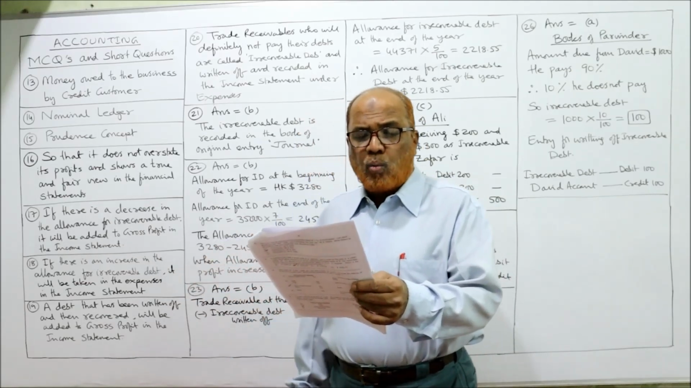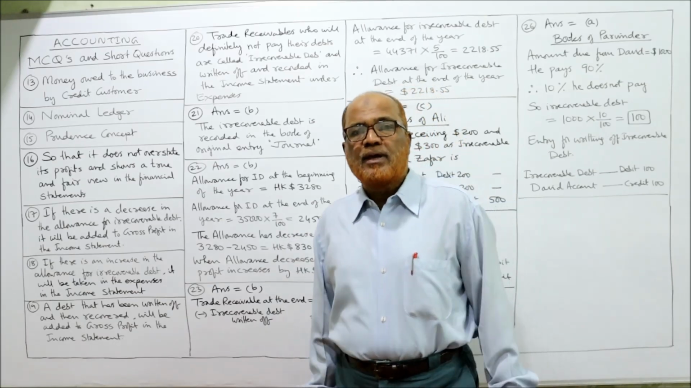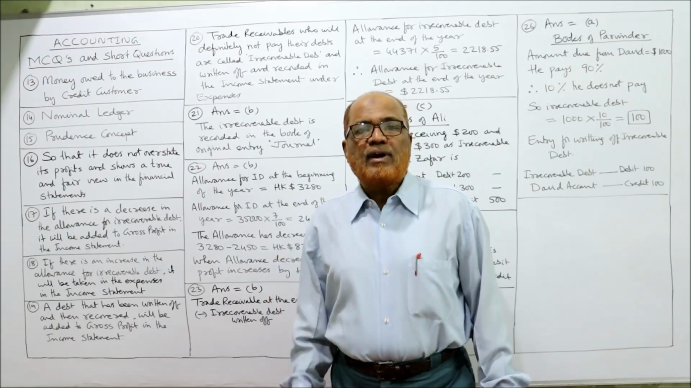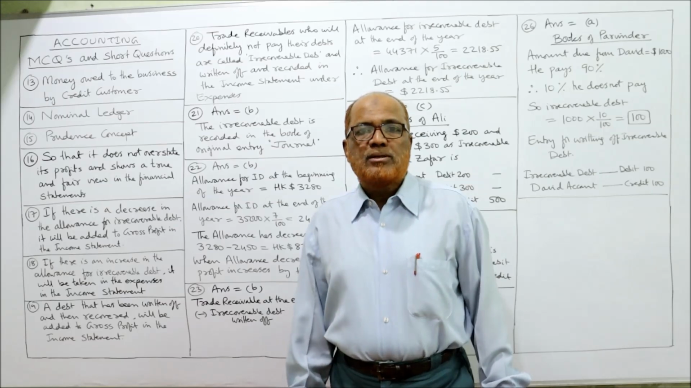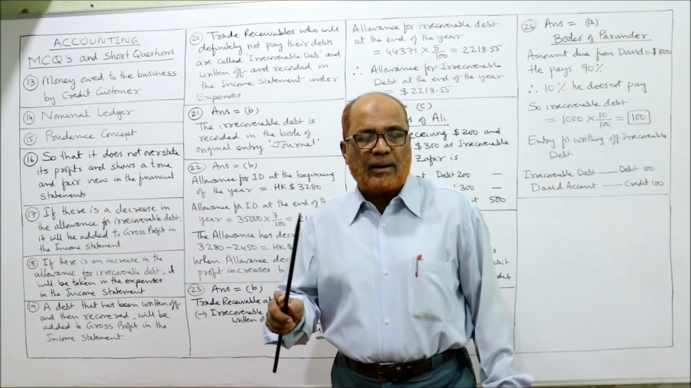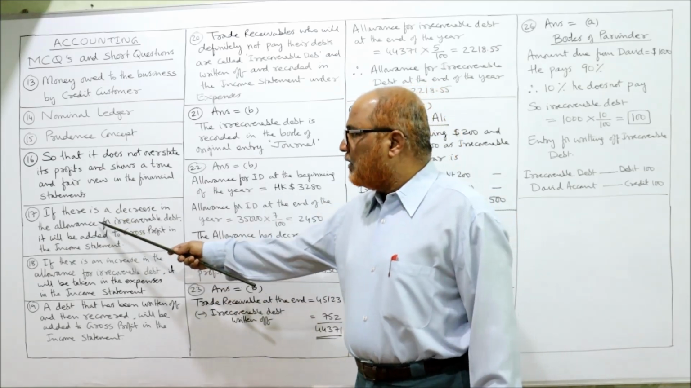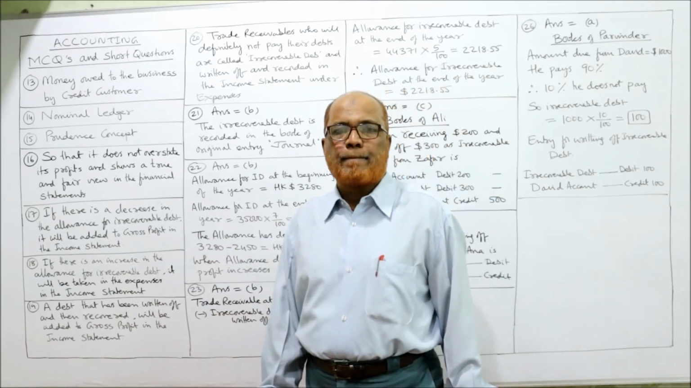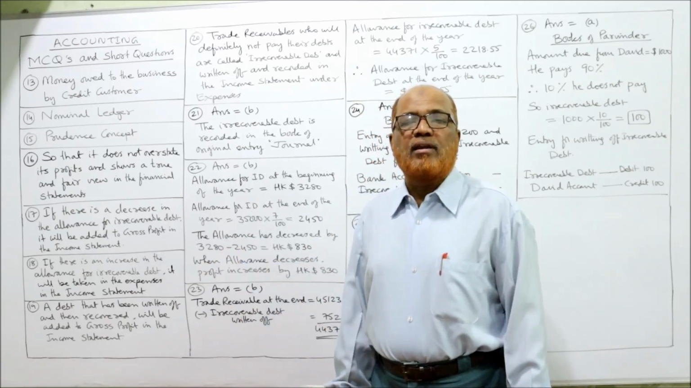Then 17th, what is the effect of the decrease in the allowance for irrecoverable debt? Already in the last video I have explained. If there is a decrease in the allowance for irrecoverable debt, we have to add the decrease to the gross profit. The profit will increase. So whenever the allowance for irrecoverable debt has decreased at the end of the year, the amount of the decrease will be added to gross profit in the income statement.